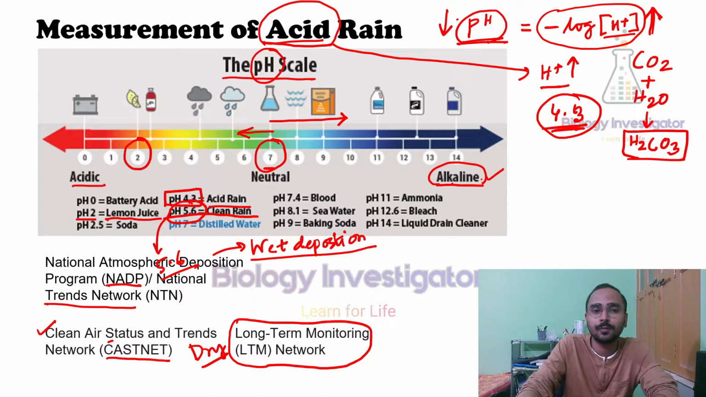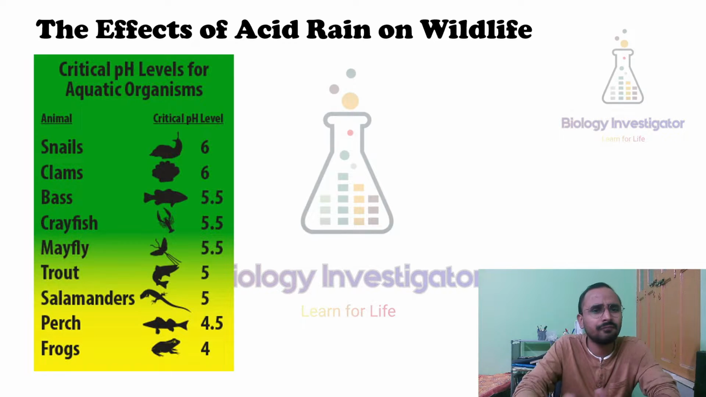Okay, now what are the effects of acid rain? So the effects of acid rain are very broad, and a lot of different stakeholders, we can say stakeholders, are affected by acid rain. First of all, wildlife. The wild animals are severely affected by acid rain.